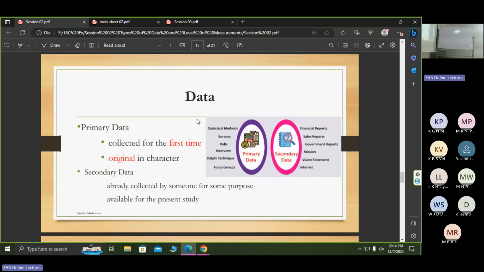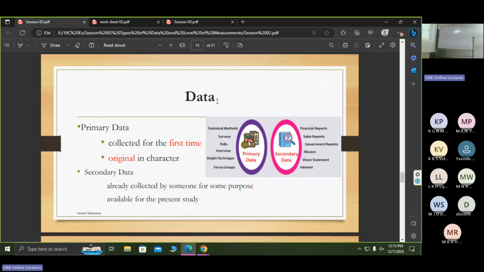Then we move into data. On the first day we studied that statistics is a process. What is the input in statistics? Numerical data. When we move to statistical analysis, the most important thing is data. When we do any statistical analysis, the first thing is to find out which kind of data we need for this study.